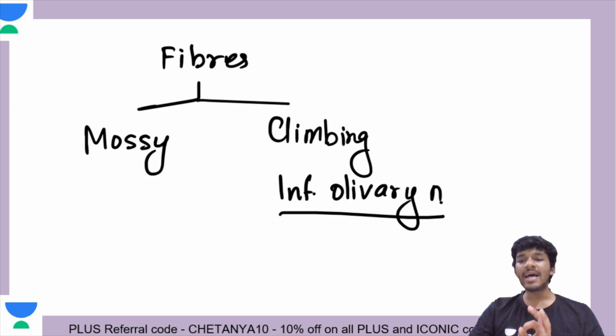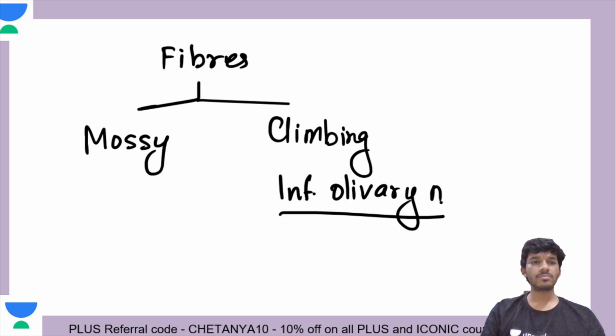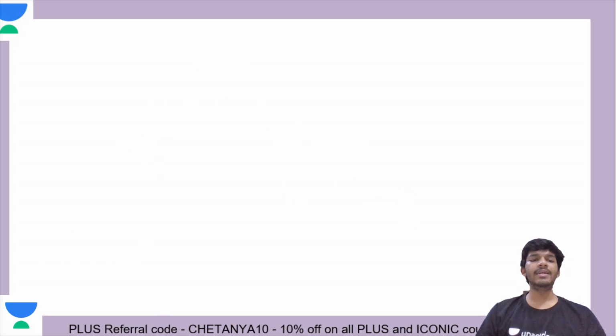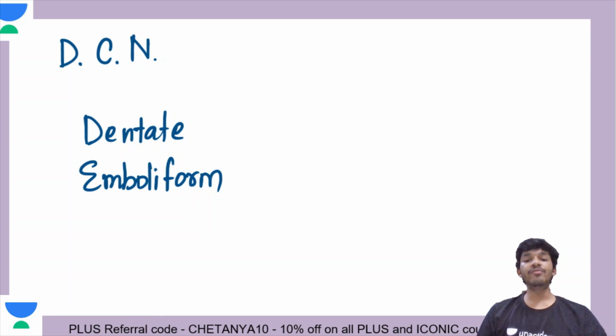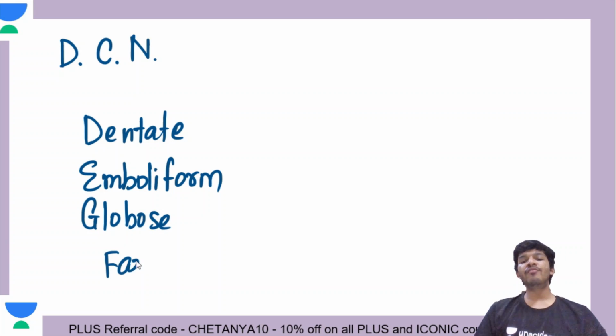Okay, besides that, you have the deep cerebellar nuclei. What are the deep cerebellar nuclei? You have the dentate nucleus, then the emboliform nucleus, then G, the globose nucleus, and F, the fastigial nucleus.